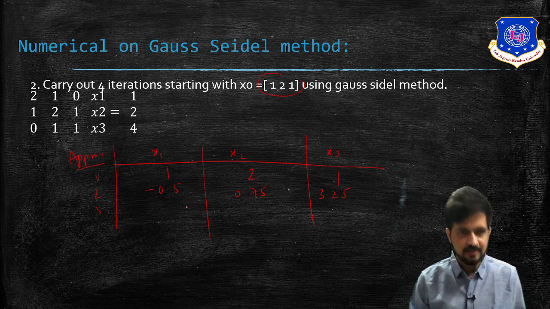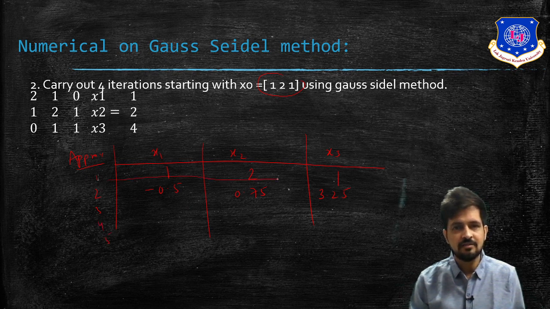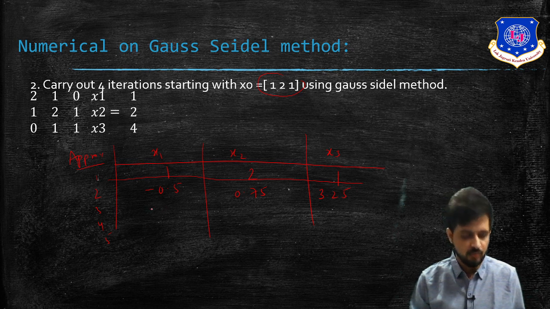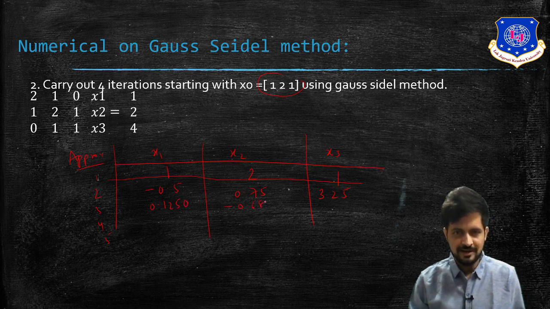Okay, here it is given you have to carry out 4 iterations. Carry out 4 iterations means you have to find up till 5, because this is already given. So you have to carry 4 more iterations. So you can check your answers. I am just writing the answers of each and every iteration.